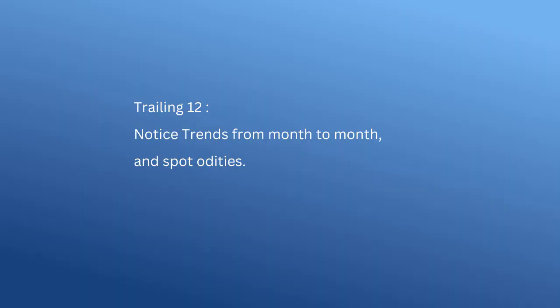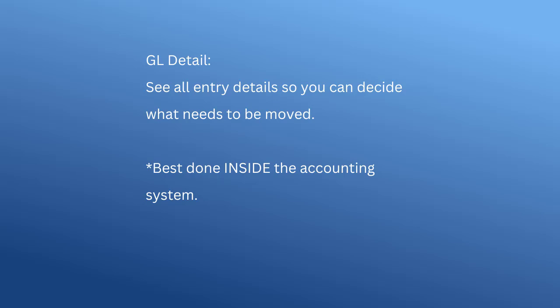On the trailing 12 income statement, they'll be able to see trends from month to month, so they can recognize what's bigger or smaller than expected. This is a really helpful report. If your team isn't already using it, watch the video on the trailing 12, linked below, to learn more about it. Now, the GL detail is where the team is going to actually see specific entries to reclass.